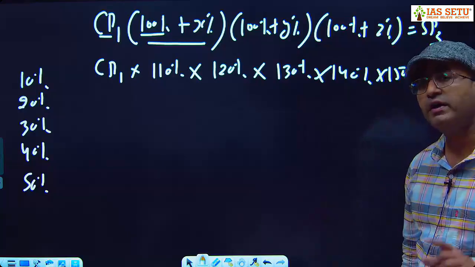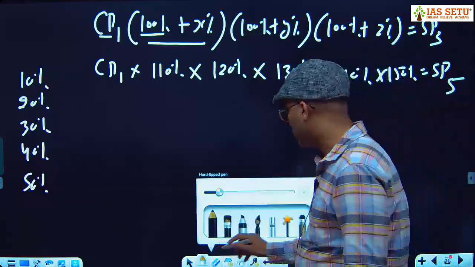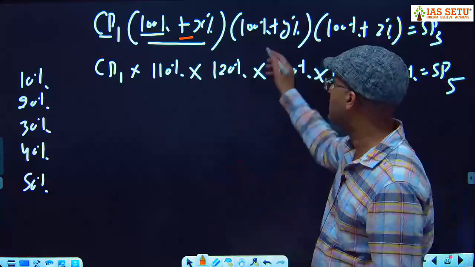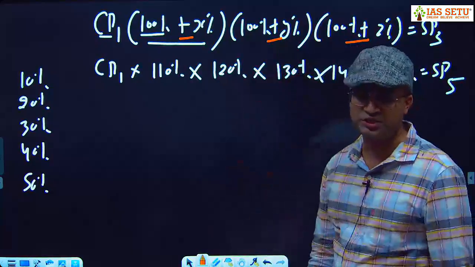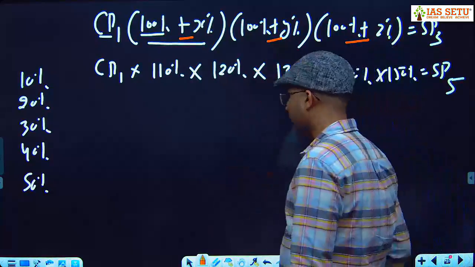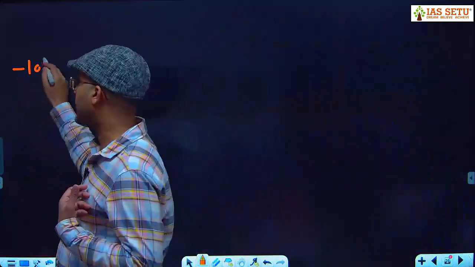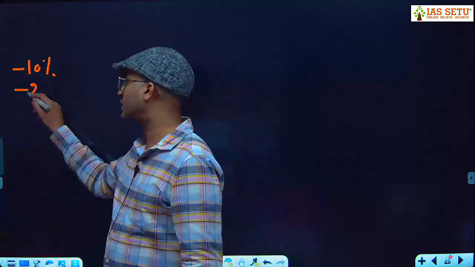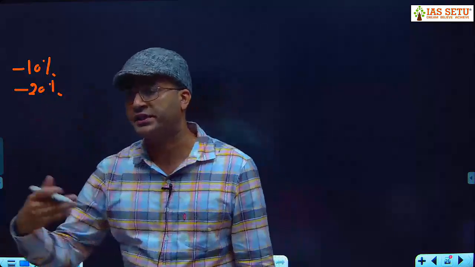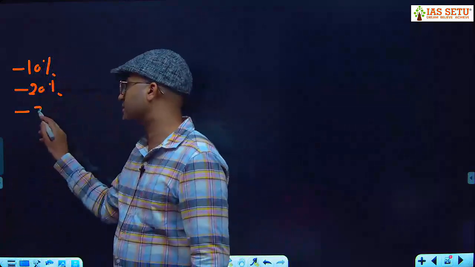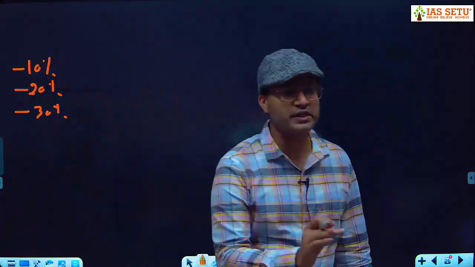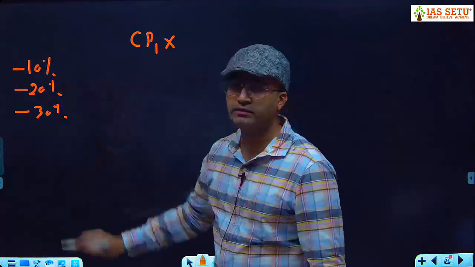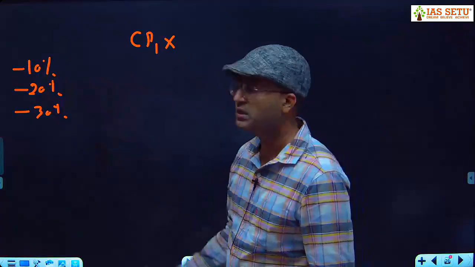Rule is when it is profit we add, when it is loss we subtract. Loss अगर होगा तो 100 minus X, 100 minus Y, 100 minus Z. Like for example, first one, manufacturer suffers a loss of 10%. Wholesaler suffers a loss of 20%. Retailer suffers a loss of 30%. So what is our equation in the chain rule? CP1 into 100 minus 10. Tell me what is 100 minus 10? 90%.